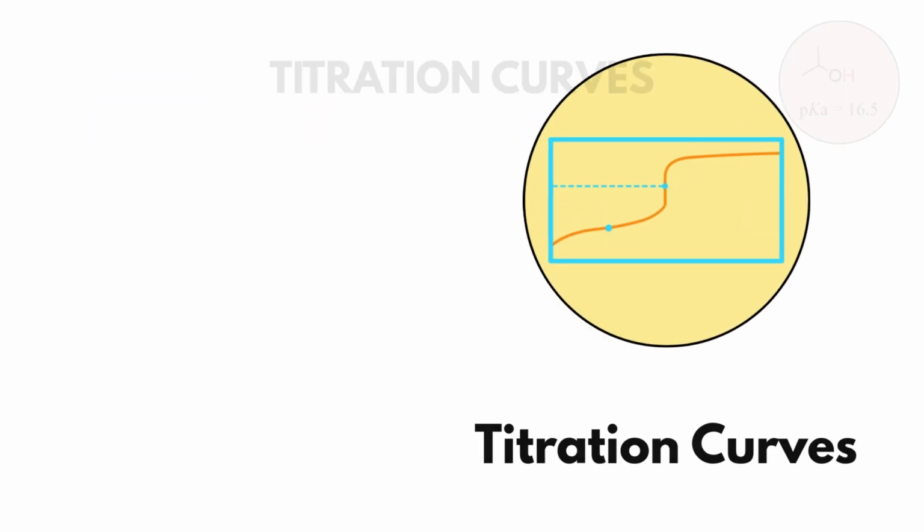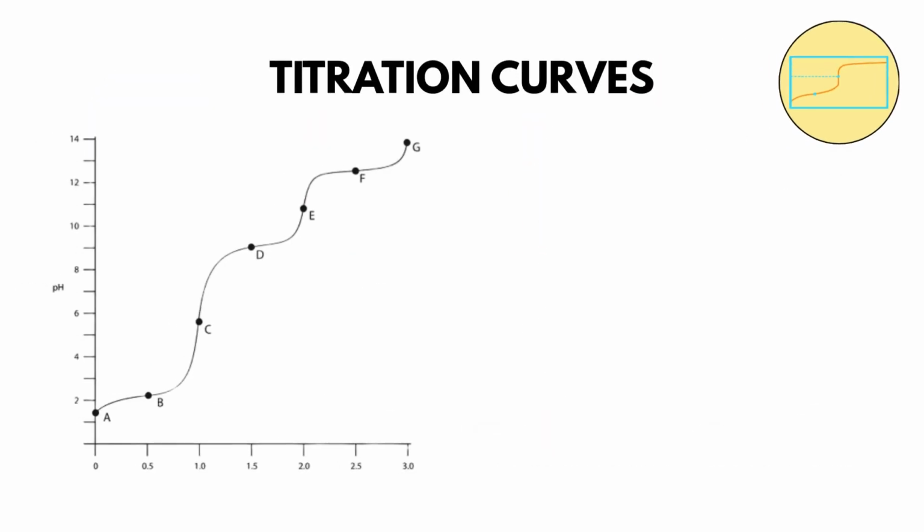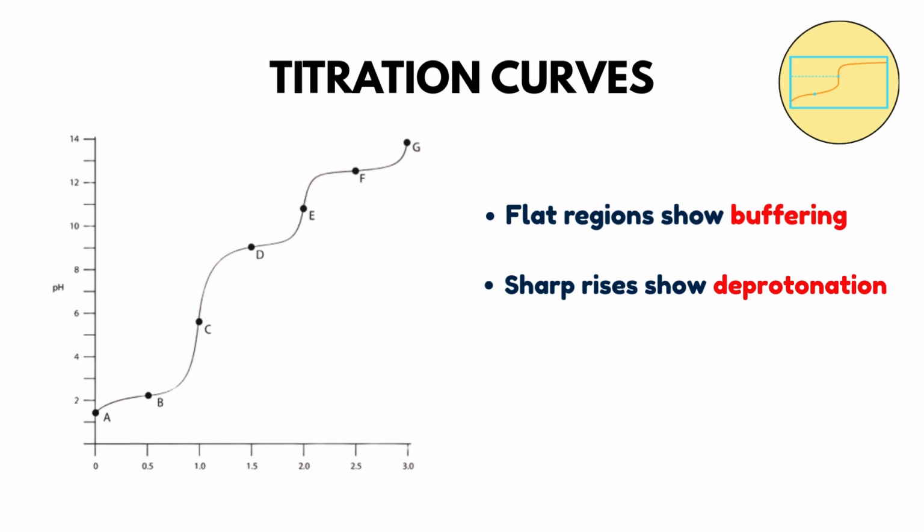Titration curves. A titration curve maps how an amino acid's charge changes as you adjust pH. Flat regions show buffering, sharp rises show deprotonation. Each plateau centers around a pKa. Being able to read these graphs is a high-yield skill.